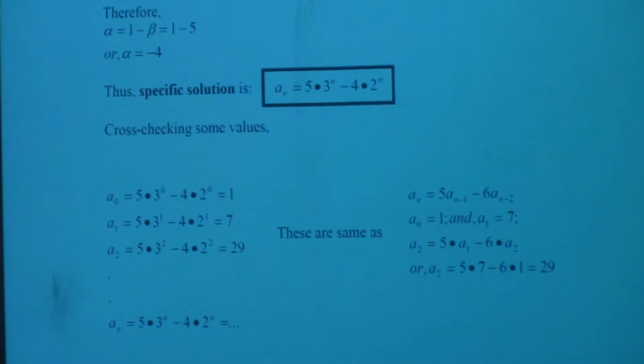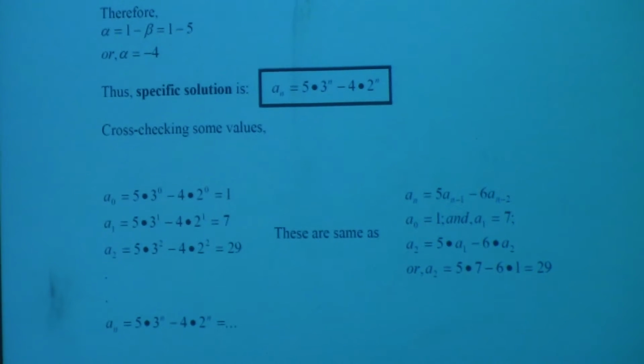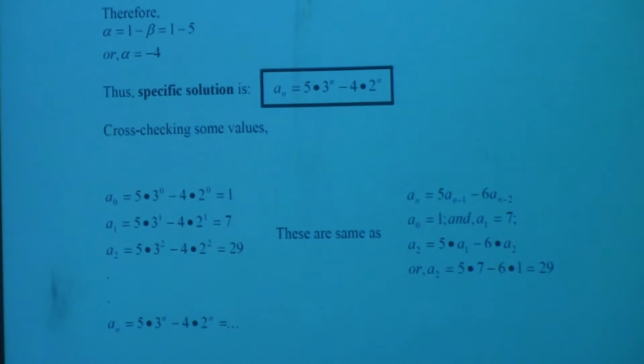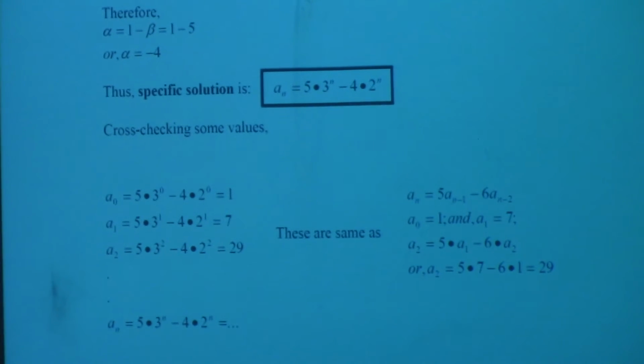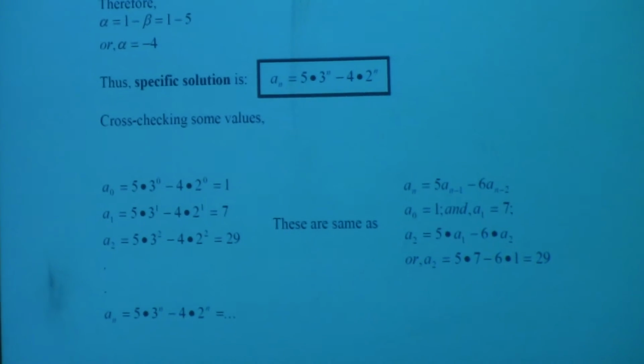So if you didn't solve this recurrence, and I said, what is a sub 10, you'd be working on this all day. But if you solve this problem, you can simply say it's going to be 3 to the 10th power times 5 minus 4 times 2 to the 10th power. You're done. That's the value. So that is getting a closed form for our recurrence.